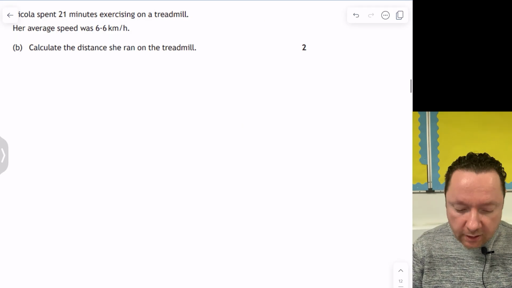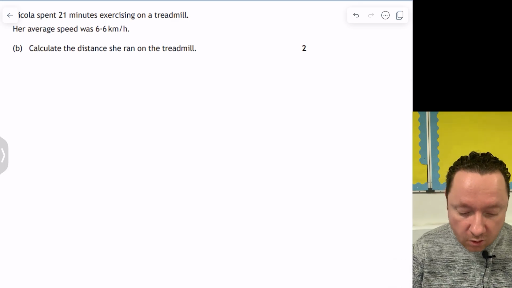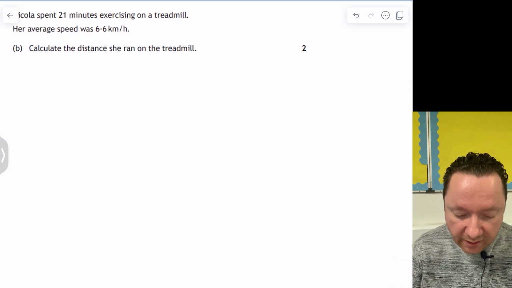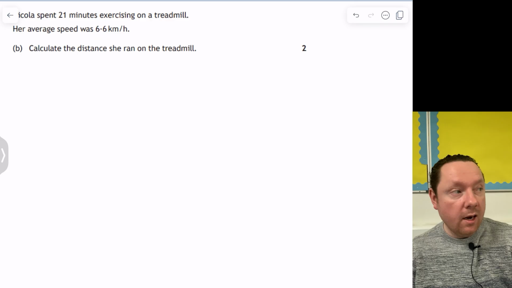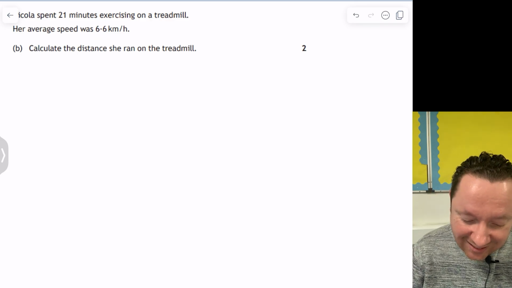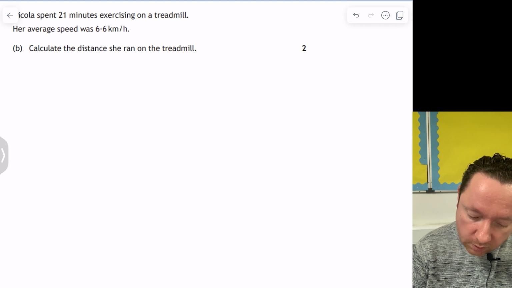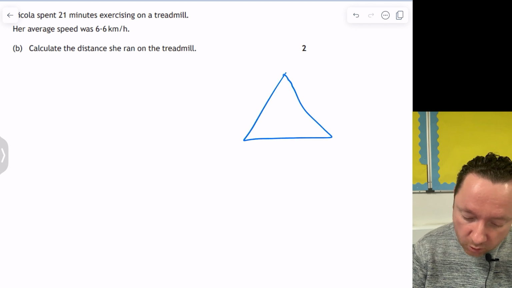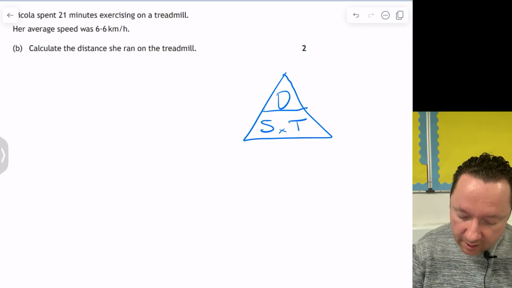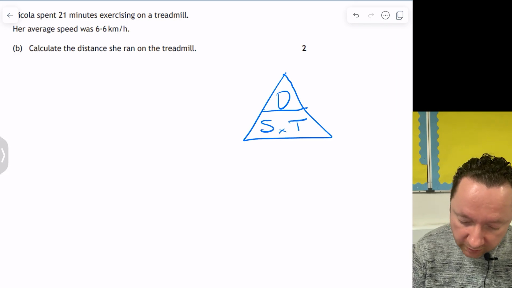And we're done there. Nicola spent 21 minutes exercising on a treadmill. Her average speed was 6.6 kilometers per hour. Calculate the distance she ran on the treadmill. So distance, speed and time question. So some people like this, some people don't, but I'm going to do it anyway for those that do. You can imagine a triangle like this, distance, speed times time. And I want to work out the distance.